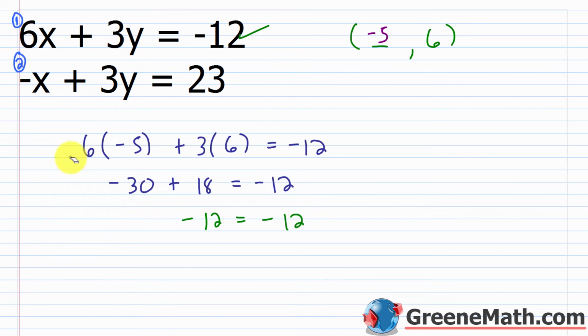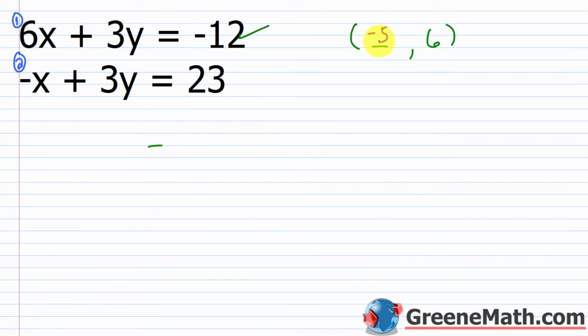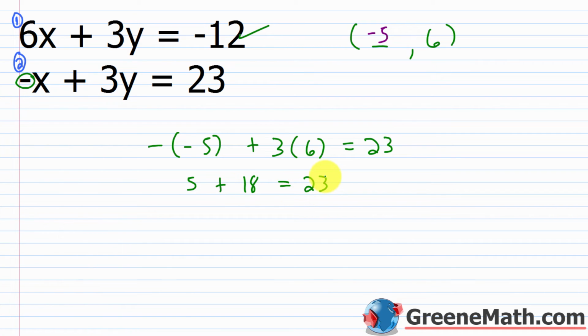Now for the next one, we have negative, and then I'm plugging in a negative 5, so it's basically the opposite of negative 5, plus 3 times y, which is 6, and this should equal 23. The opposite of negative 5 is 5, plus 3 times 6 is 18, and this should equal 23, and of course it does. 5 plus 18 is 23, so 23 equals 23, so we verified this one as well. So our ordered pair here, -5, 6, is the verified solution for this system.